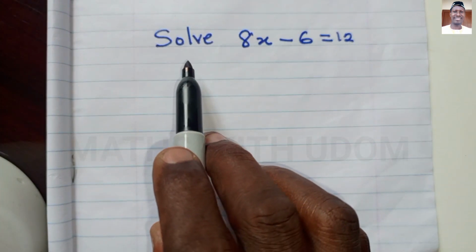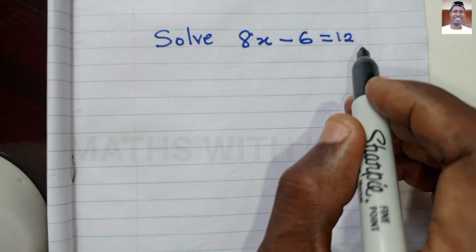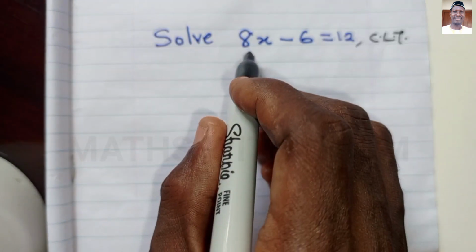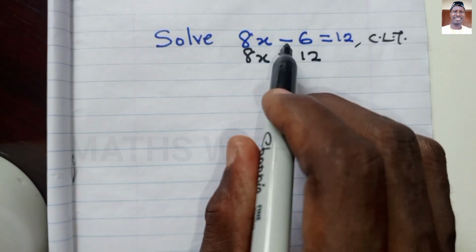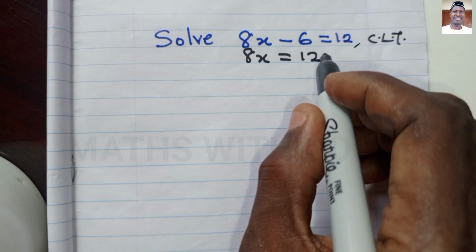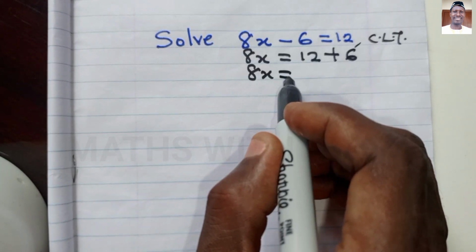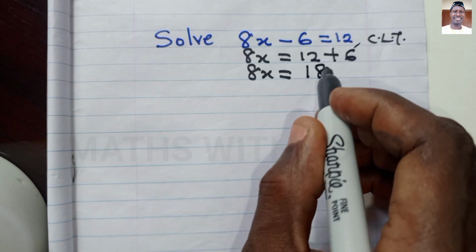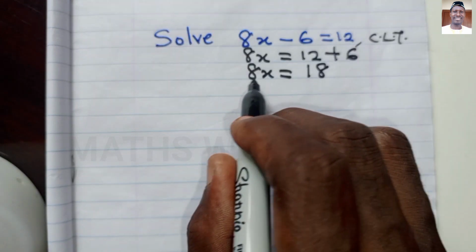Hello, we have to solve this equation. Solve 8x minus 6 equals 12. The first thing to do here is to collect like terms. That will give us 8x equals 12, which was here before. Minus 6 will cross over to the other side, and the sign will change from minus 6 to plus 6. So we have 8x equals 12 plus 6, which will result to 18. To get the value of x, we divide both sides of the equation by the coefficient of x, which is 8.